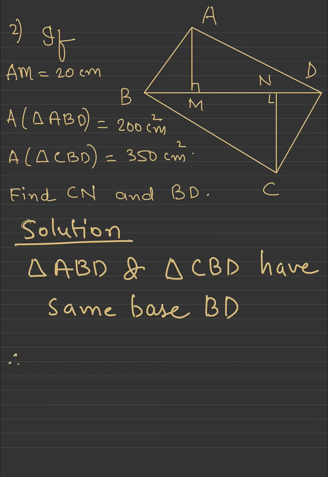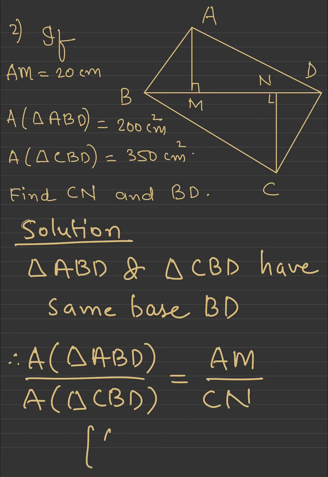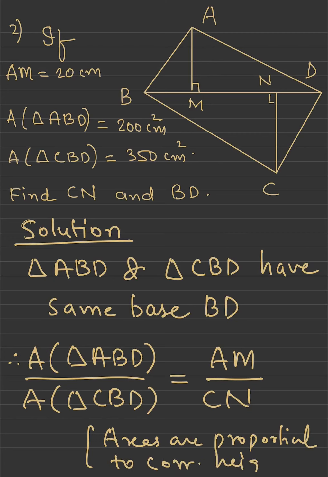We write the names. Therefore, area of triangle ABD upon area of triangle CBD will be equal to the height of the upper triangle upon the height of the lower triangle. Bases are the same, so areas are proportional to the corresponding heights. I write the reason here. Clear? Now we put the values there.